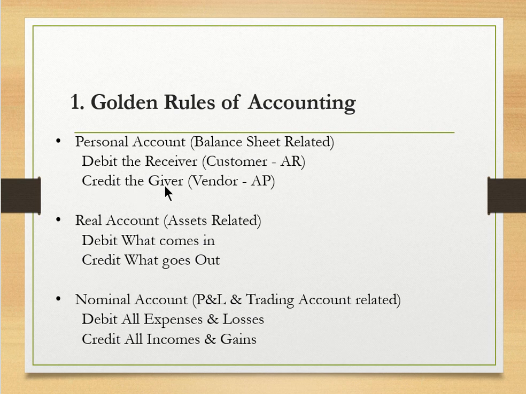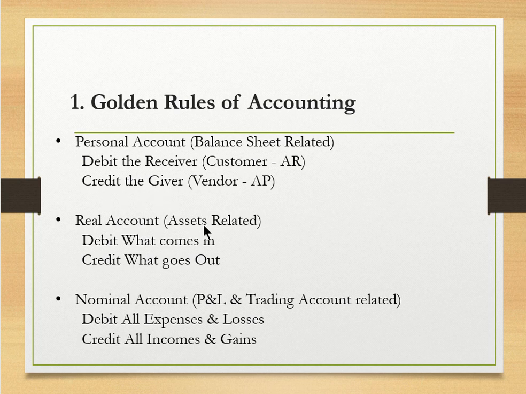When a vendor sells goods to us, they are the giver, so we are crediting them. And this will be vice versa. When they make the payment, we will debit the vendor because they are receiving the money from us. And when the customer pays us, credit the giver because they are giving us back, right? For the sales that we made, they are making the payment. At that time we will credit the customer.